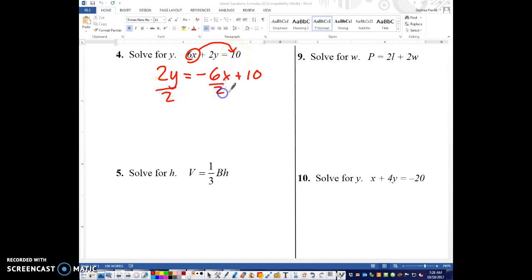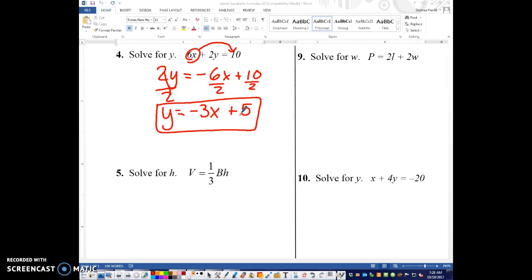Divide by 2. So y equals, what's negative 6 divided by 2? Negative 3. X, do not forget your x. Then what's 10 divided by 2? 5. So we write plus 5. Do not ever, ever, ever do a plus negative. Never. It's either plus or it's minus. It's never plus negative.